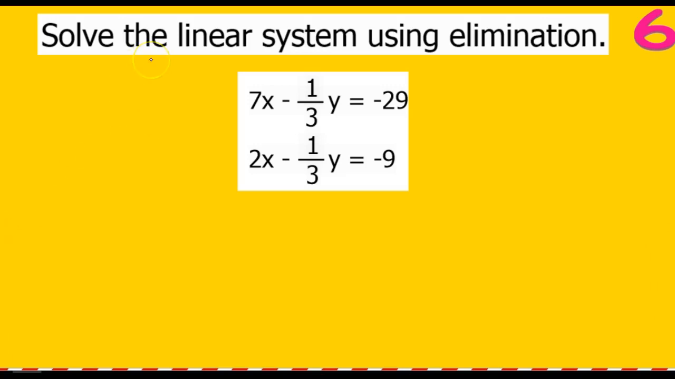Last problem, we need to solve this linear system using elimination. We have two fractions that are the same. So use what we have learned so far to try to figure out this problem. This will be your last problem of the day.